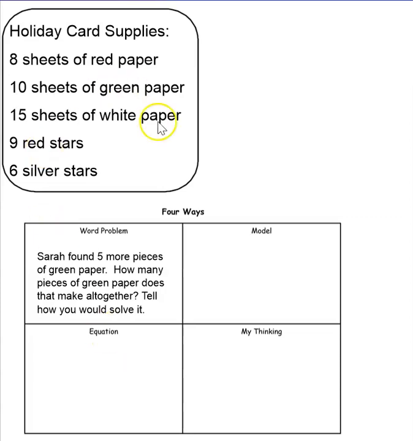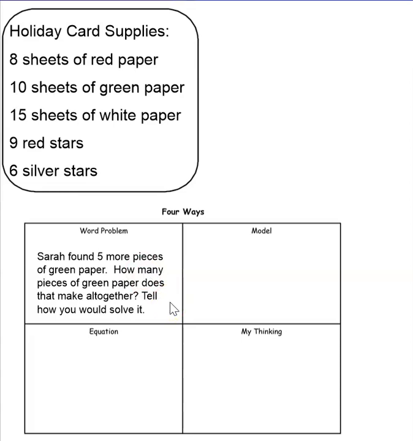Let's think back to our holiday card supplies. Did she have some green paper up here? Yeah, she did. She already had some. She had 10 sheets of green paper. Okay, now, so what's going on? We know we already have some green paper, and Sarah found some more. It wants to know how many are all together.